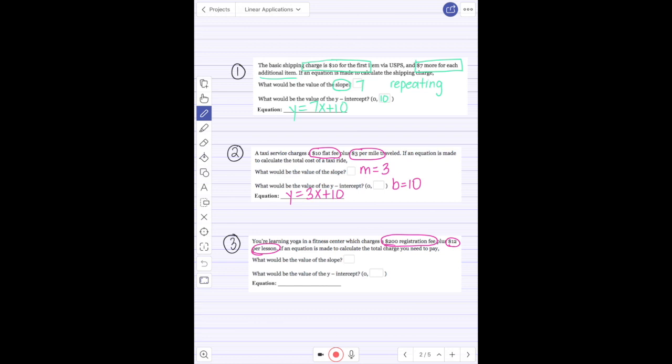So your registration fee is going to be your y-intercept. That's your one-time upfront fee. That's your initial amount. And then the $12 per session is going to be your slope. That's the repeating amount. Every session, you're going to pay $12 more. That's your slope. So my equation here is y equals 12x plus 200. All right, now that we kind of have where my pieces go and what they mean, let's apply them.